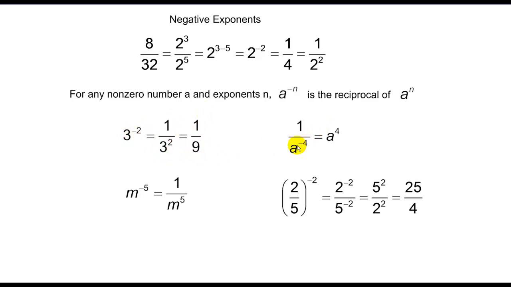Some examples: 3 to the negative 2nd power is take the reciprocal of 3 to the 2nd, and you get 1/9. Likewise, if I have 1 over a to the negative 4th, I take the reciprocal of a to the 4th and make my exponent positive. In this case, m to the negative 5th, take the reciprocal and make the exponent positive. Here I have 2 to the negative 2nd, 5 to the negative 2nd, take the reciprocal of both, make the exponents positive, and there we have it.